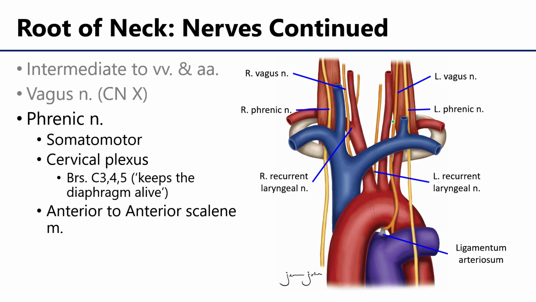So the phrenic nerves enjoy very classic anatomical relationships with the anterior scalene muscles. So we can see them there and there. They descend the anterior scalene muscle in the neck. These are comprised of branches from ventral primary rami of C3, 4, and 5. So the mnemonic is C3, 4, 5 keeps the diaphragm alive.